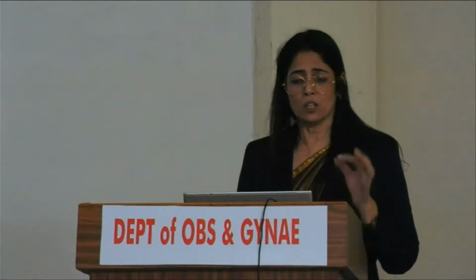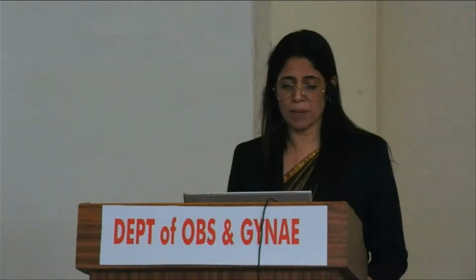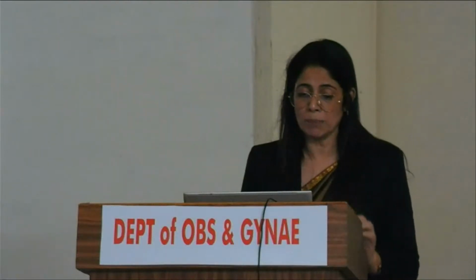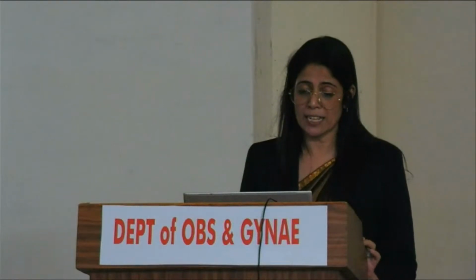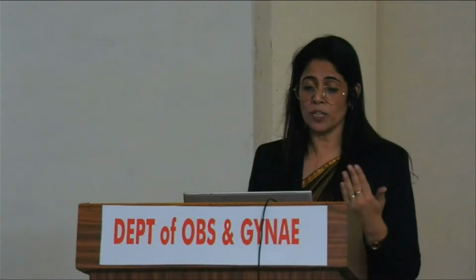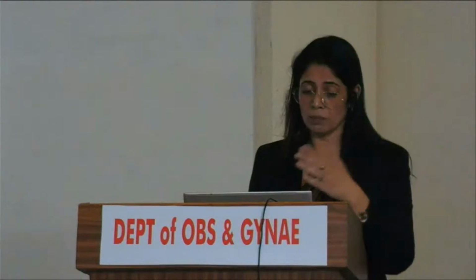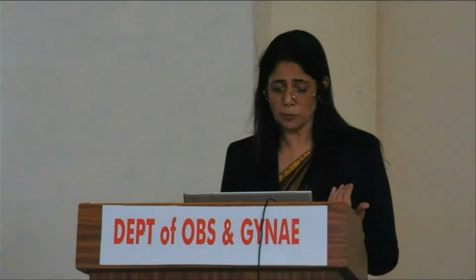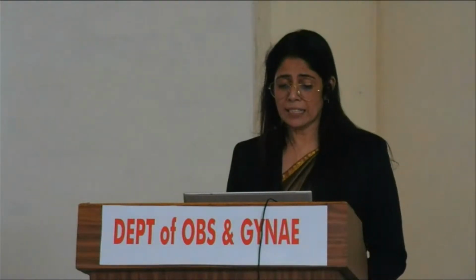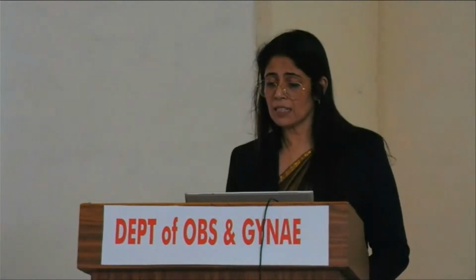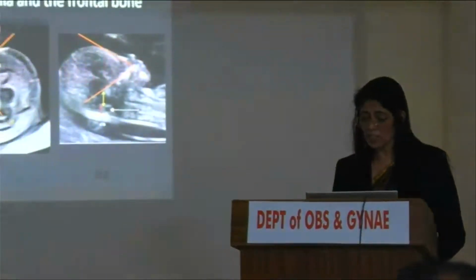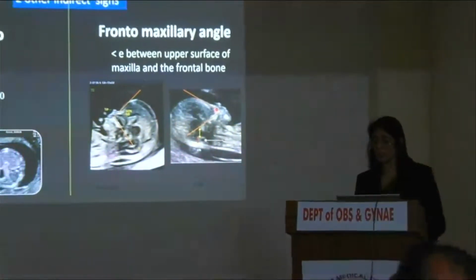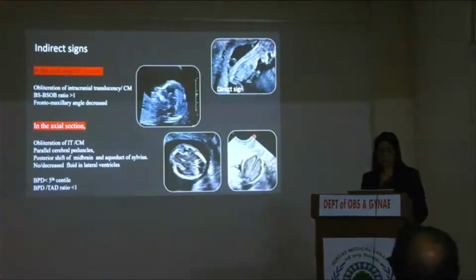So two other signs, not very important, but I would just like to make a mention of it, not many use it, is that the BPD also decreases in case of open spina bifida. It goes to less than 5th percentile. So if we take a ratio of the BPD to the transverse abdominal diameter, then the ratio decreases, that is, it becomes less than 1. And another is the frontomaxillary angle, which is the angle between the upper surface of the maxilla and the frontal bone, which is increased in case of aneuploidies, but it is decreased in case of open spina bifida.